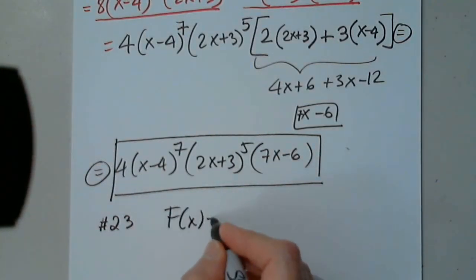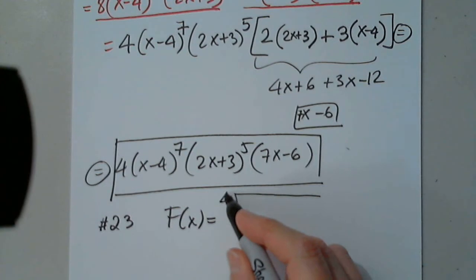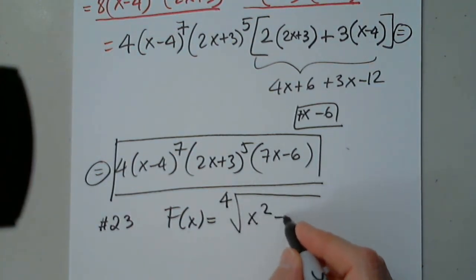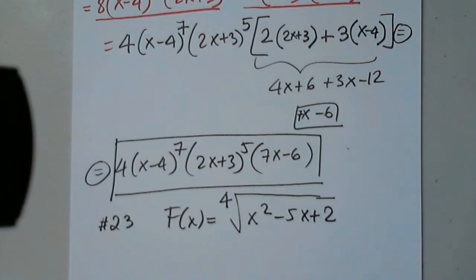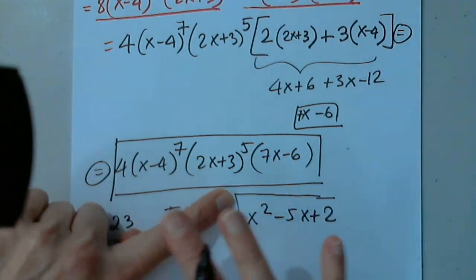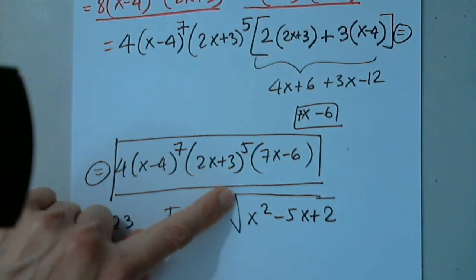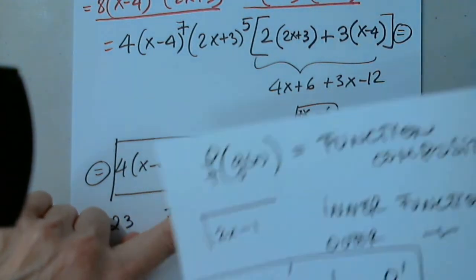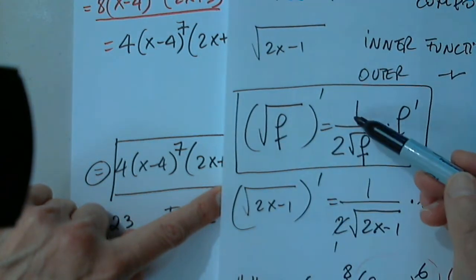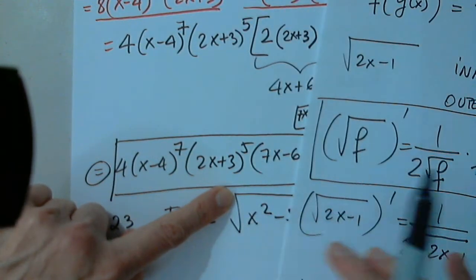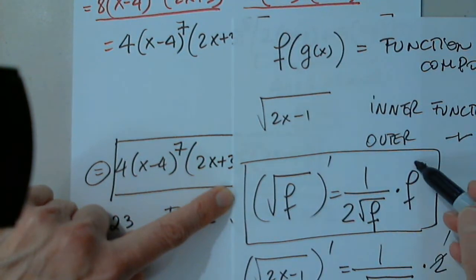We have f of x equals the 4th root of x squared minus 5x plus 2. This is another example of a non-friendly situation. Not at all. If this were the square root, it would have been much easier. Why? If this is the square root, what do I write? From our previous example, right here. If it's the square root, I write 1 over 2, the square root of this function, times the inner function prime. But that's not the case here.